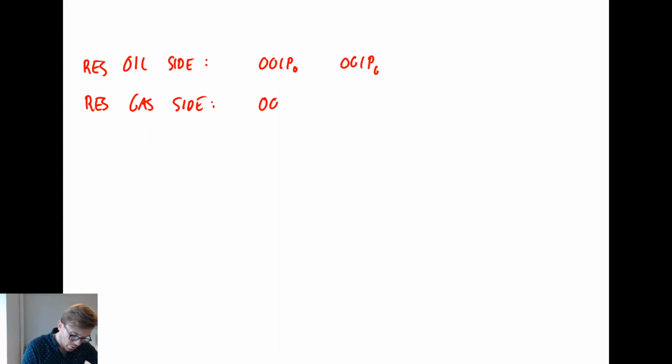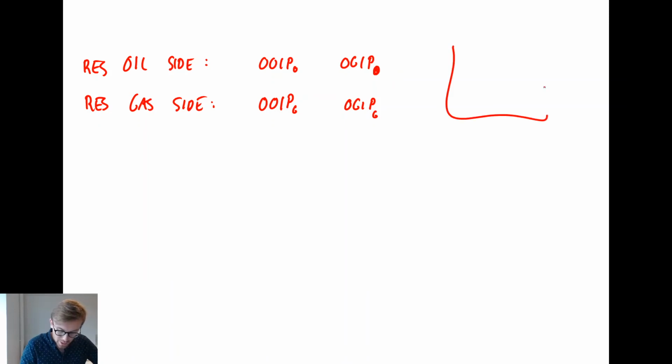So we have on the oil side, original oil in place from the reservoir oil, original gas in place from the reservoir oil, and then on the reservoir gas side, we have original oil in place from the reservoir gas phase and original gas in place from the reservoir gas phase. Here I hope I said reservoir oil, and I'm sorry if I didn't.